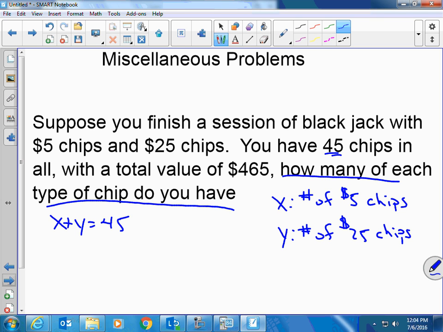Okay, value. Each X is $5. Each Y is $25. So the amount of money we have in $5 chips is 5 times X, and the amount of money you have in $25 chips is 25 times Y. And the total amount of money we have is 465.